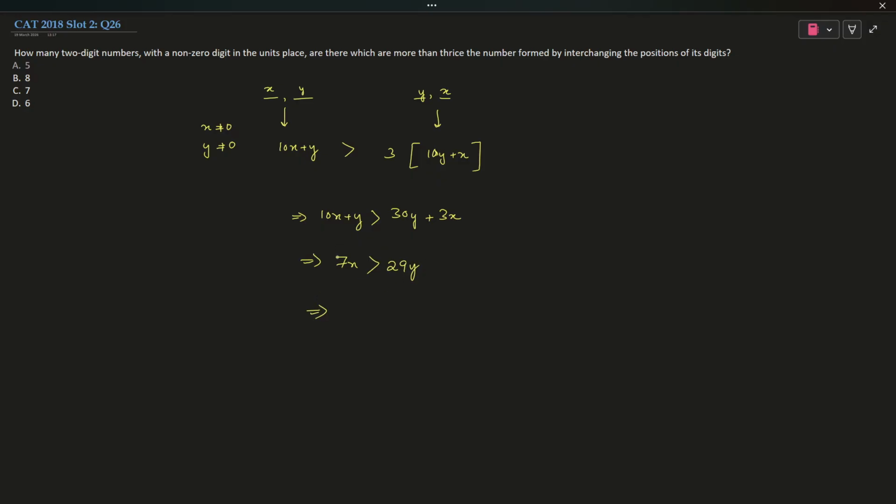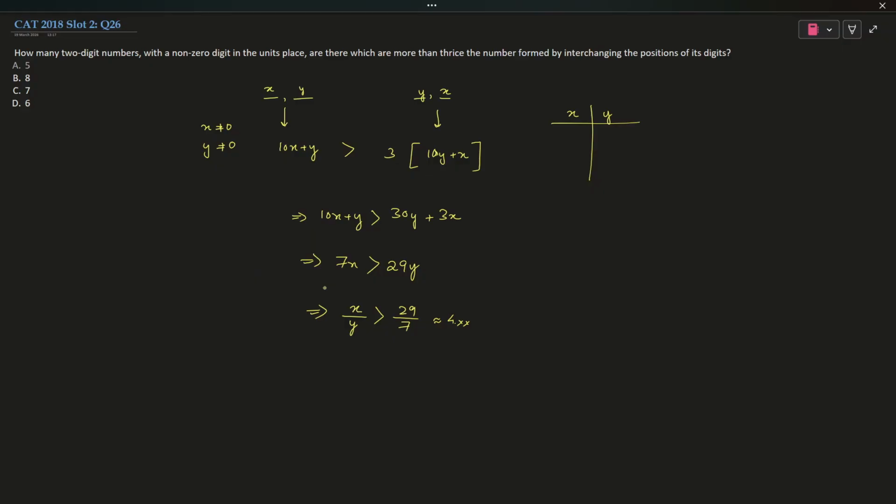X and y are positive digits. They cannot be equal to 0, right? So I can say x by y is greater than 29 by 7. 29 by 7 is approximately 4 point something, right? Now guys, I have x and y, correct? Now x cannot be 1, right? If I put x equal to 1, what will be the value of y? I don't have any value of y for which the ratio will be more than 4, right?